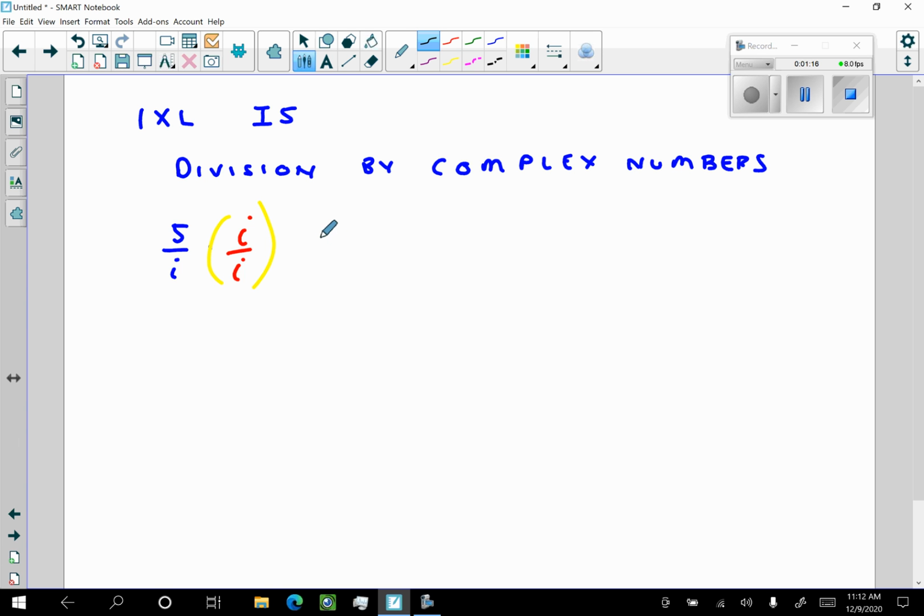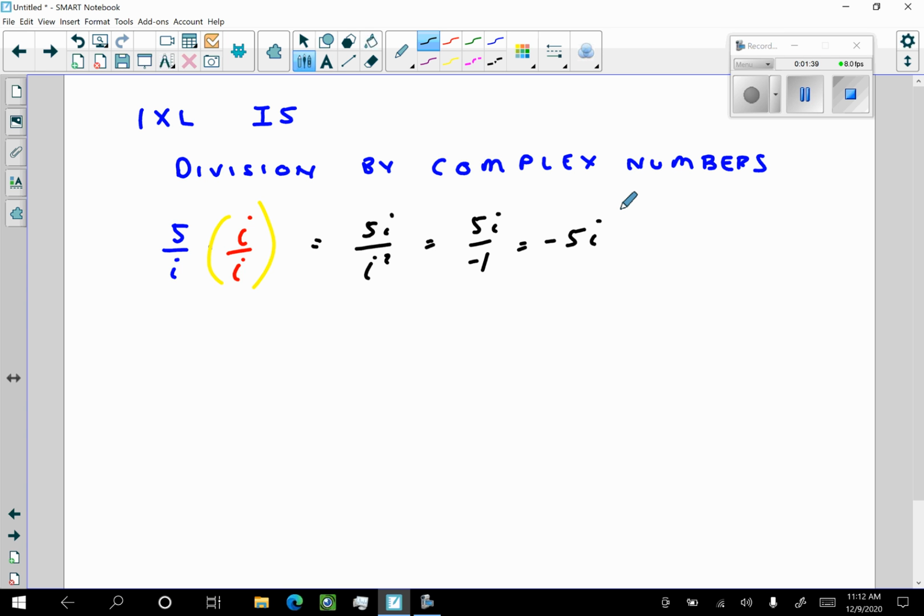I'm just multiplying by 1. And what's that going to give me? That's going to give me 5i over i squared. Well, we know what i squared is. i squared is -1, so this is 5i over -1, which is simply going to be, positive divided by negative, -5i.